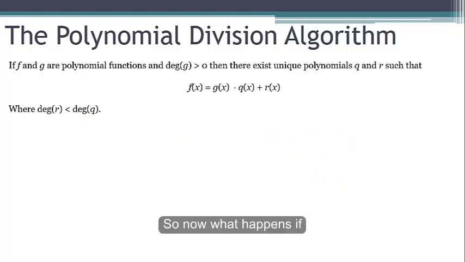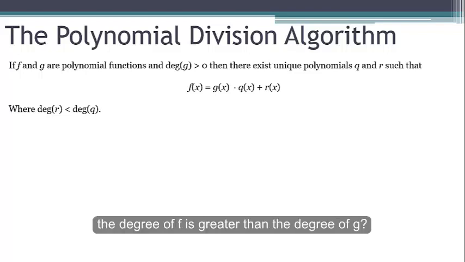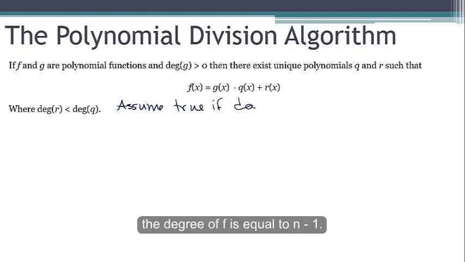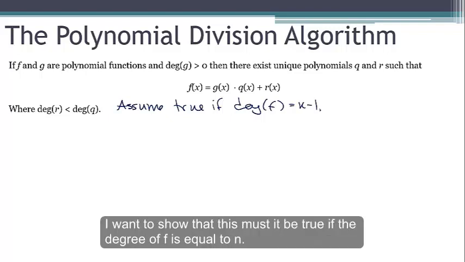All right, so now what happens if the degree of f is greater than the degree of g? All right, well, remember our assumption here: assume the statement is true if the degree of f is equal to n minus 1. And I want to show that this must then be true if the degree is equal to n. All right, so let's see.